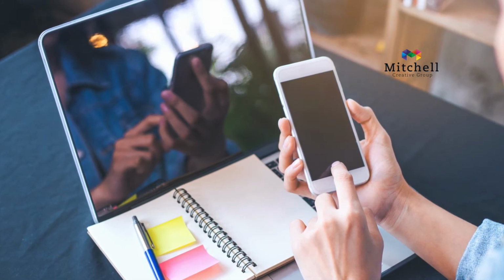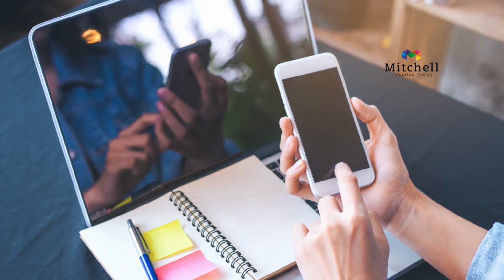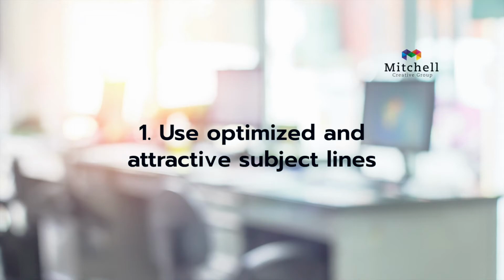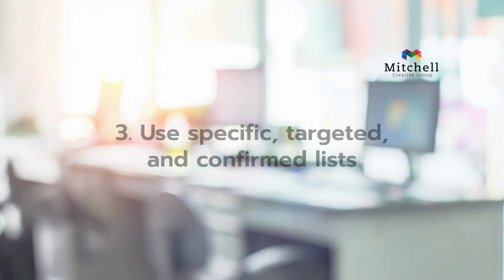So finally, let me give you some tips to improve successful email campaigns and what I call open rates. I think you're all familiar with open rates, but let me give you a few tips. I'll give you my top 10. I'll leave you with those. Number 1, use optimized and attractive subject lines that pass through spam filters and attract viewers. It's really, really important. Number 2, use subheads or email preview text, especially text that pertains specifically to your audience, something they'll understand.